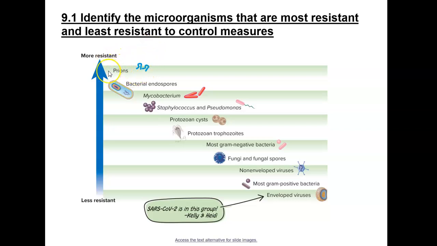So even though prions are the most resistant to chemical controls, in the lectures that I'm going to give you, we're going to use the bacterial endospores as our standard. For sterilization, if the treatment can inactivate bacterial endospores, the treatment can be used to sterilize. So endospores are our toughest thing to inactivate.